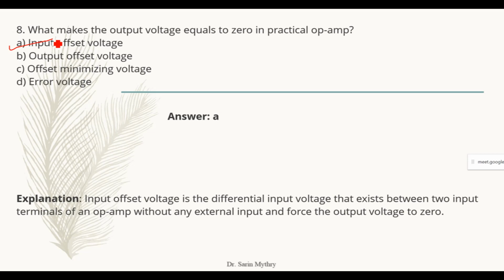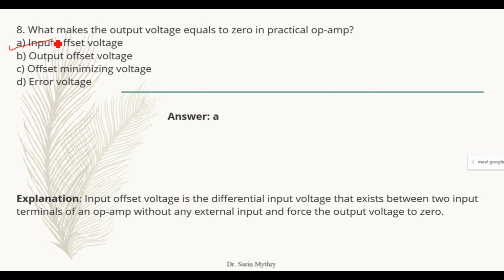He resets the weighing machine in order to make it 0. Resetting means what? He is going to subtract the offset which is developed even though the provision has not been kept upon the weighing machine. So that thing we are talking about here. In order to make that output 0, you are supposed to apply the input offset voltage, which is exactly opposite to that one. So see now the explanation.